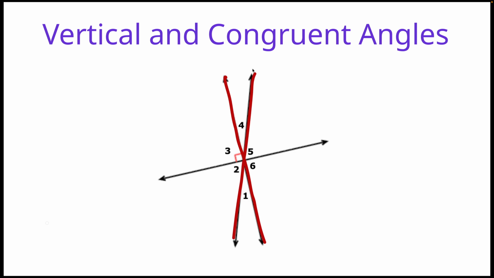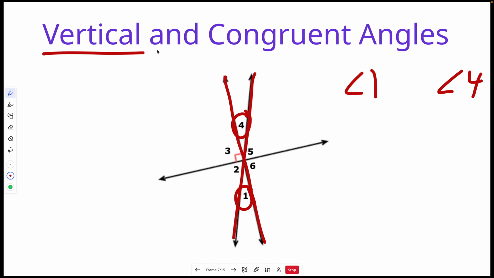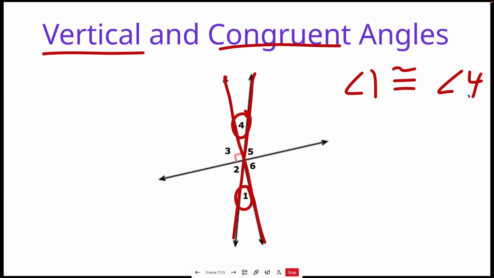So for example, 4 and 1 are on opposite sides of this X. And so we would say that angle 1 and angle 4 are vertical angles. And they are also congruent. Congruent just means that they're exactly equal. So angle 4 and angle 1 are equal. And for congruent, the math symbol is an equal sign with sort of a squiggle above it. All right, so the way that I read this whole phrase is angle 1 is congruent to angle 4.